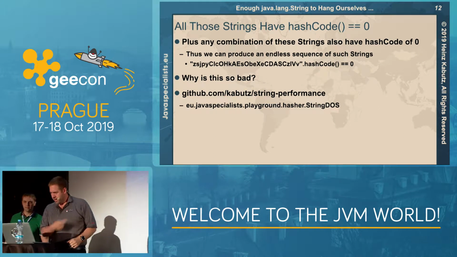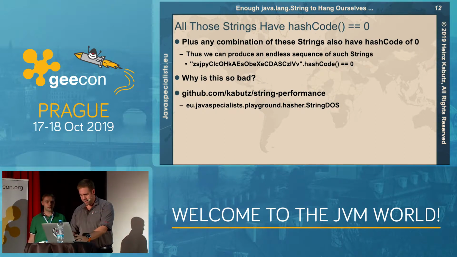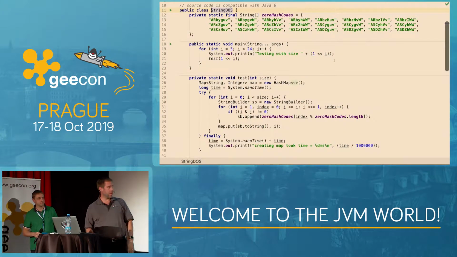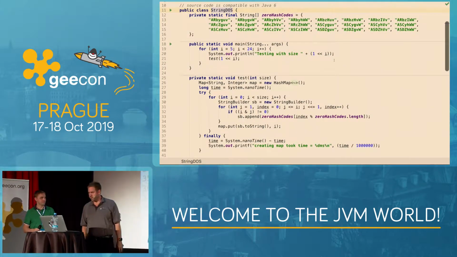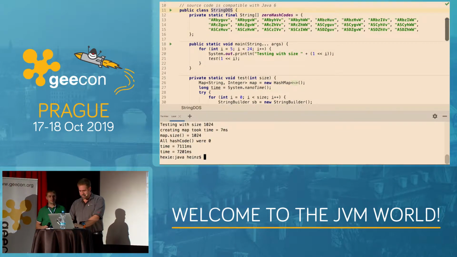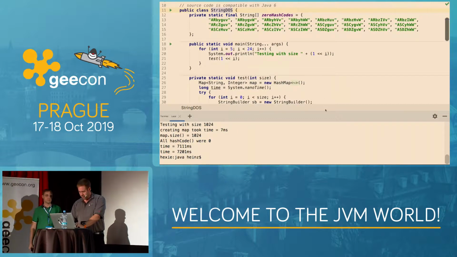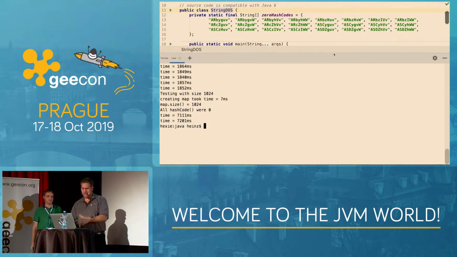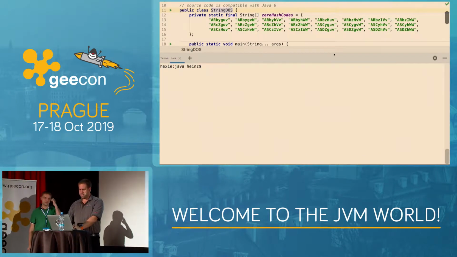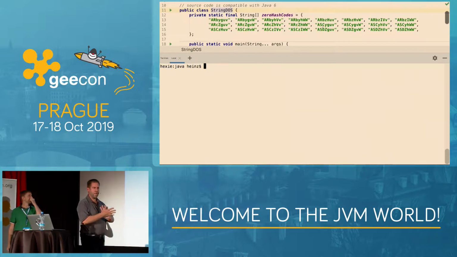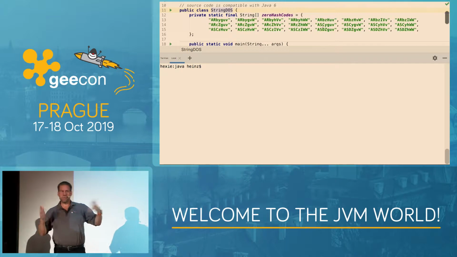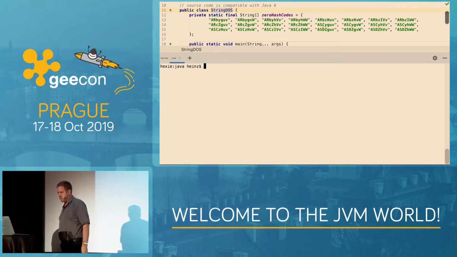So we've got a GitHub repository of their string performance, and there's a file here. Now I don't have Java 1.3 on my machine. This is not a Windows machine. But what I've got is Java 6, which has the same behavior as Java 1.3 for this context. So the string DOS, what I do is I make a whole bunch of strings with the same hash code, all equal to 0, and then I see what happens to the hash table.